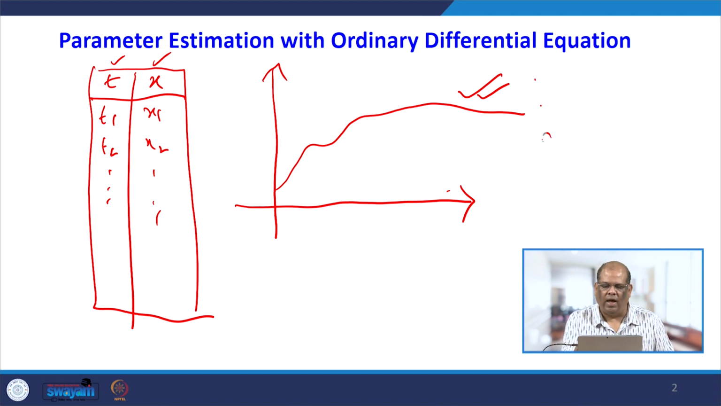After you have decided what kind of model it is, say this is the model, then you have to use the method of least squares to estimate the parameter values. So let us directly go to the Excel sheet and see how this is done.